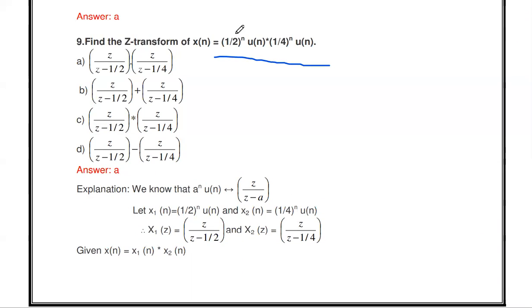These two sequences are in the format a to the power n u of n, and you already know the Z transform of a to the power n u of n is Z by Z minus a. This is the standard answer, just remember it. So (1/2) to the power n u of n gives Z by Z minus 1/2, which we take as capital X1 of Z. Similarly, X2 of n is (1/4) to the power n u of n, so the Z transform is Z by Z minus 1/4.